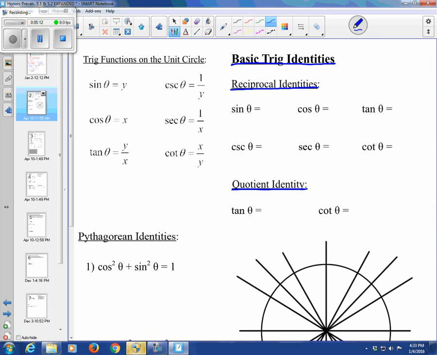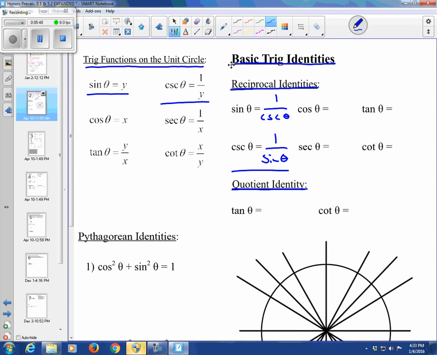In general, we can start defining our reciprocal identities right away just by looking at trig functions as we define them on the unit circle. So right here, we can say that cosecant of an angle theta is going to be 1 over y. Well, we know that on the unit circle, sine of theta equals y. So right here we can say cosecant is actually 1 over sine theta. If we solved for sine with this expression right here, we would get 1 over cosecant theta, right?